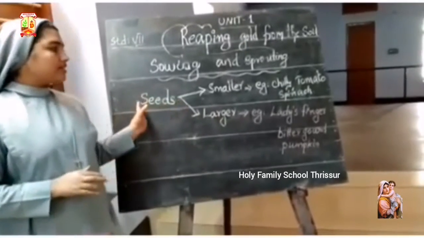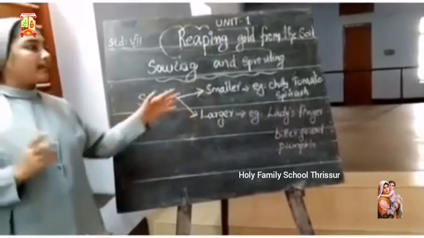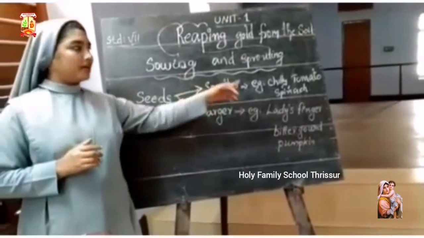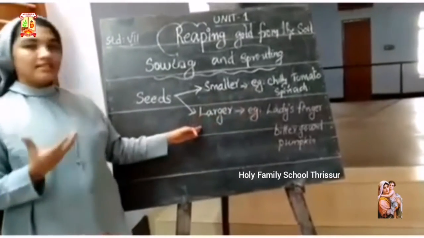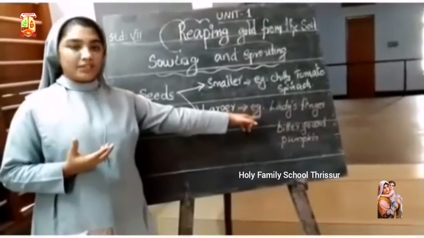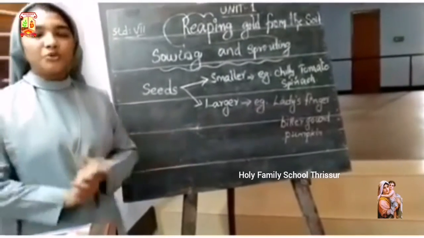Okay, so seeds are mainly of two types, smaller in size and larger in size. Smaller seeds, for example, are chili, tomato and spinach, and larger seeds are lady's finger, bitter gourd, pumpkin, ash gourd and others. Okay, you should know that.